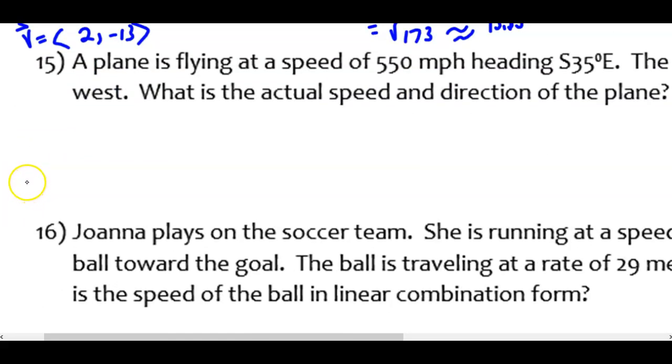A plane is flying at a speed of 550 miles per hour heading 35 degrees east of south. The wind is blowing 70 miles per hour going due west. What is the actual speed and direction of the plane? A couple things we have to do. We're moving 550 miles an hour, heading south 35 degrees.